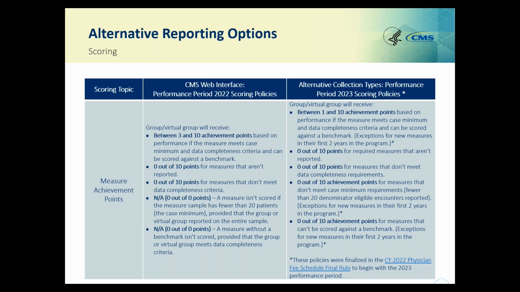You can also receive 0 out of 10 points for required measures that aren't reported, or 0 out of 10 points for measures that don't meet the data completeness requirements, or 0 out of 10 achievement points for measures that don't meet the case minimum requirements, fewer than 20 denominator eligible encounters reported, and there is an exception for new measures in their first 2 years in the program. You can also achieve 0 out of 10 achievement points for measures that can't be scored against a benchmark, and again, an exception for new measures in their first 2 years in the program. Next slide, please.